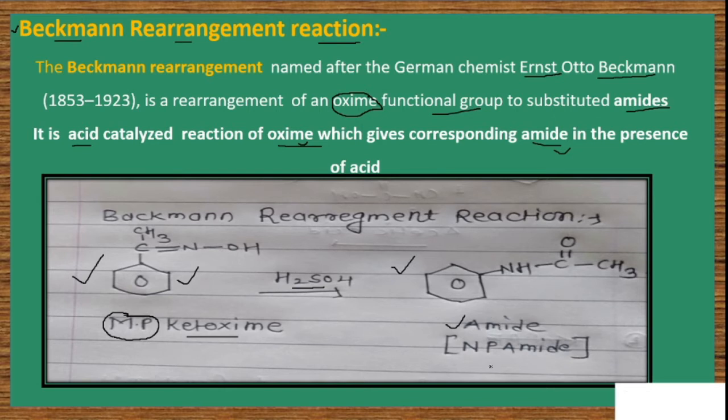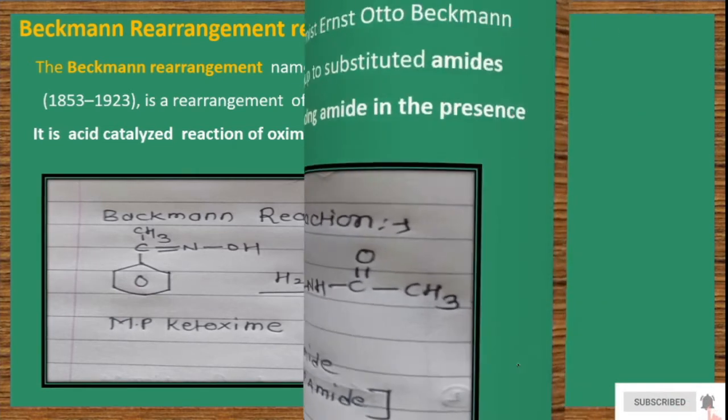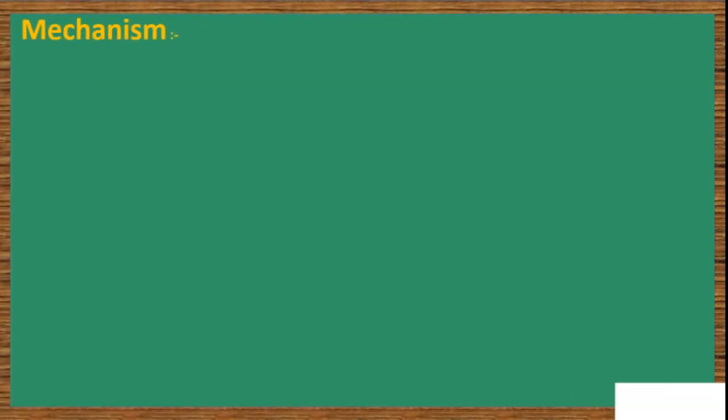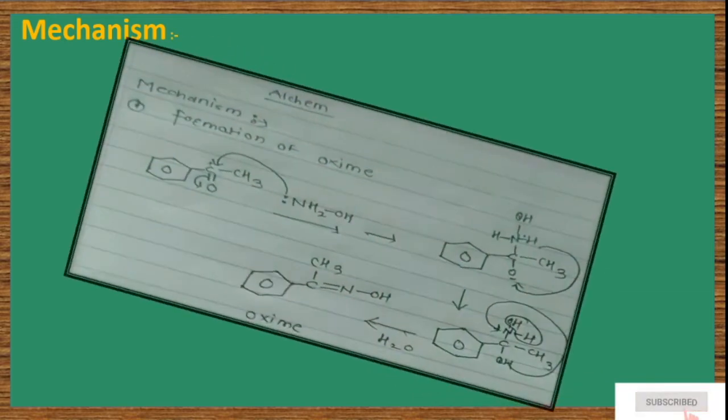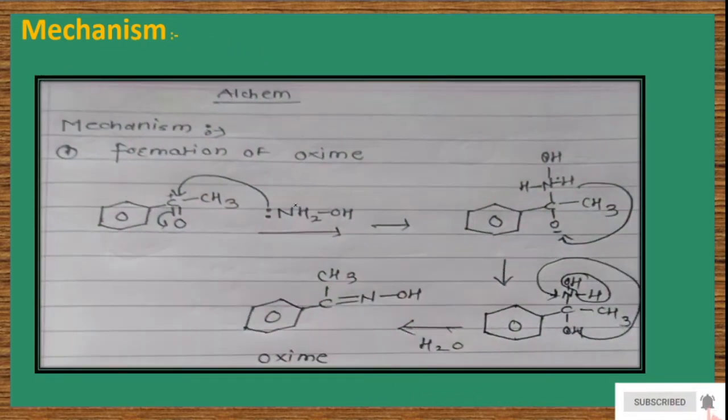So you can see here that one of the oximes, methyl phenyl ketoxime, is converted into the corresponding amide, that is N-phenyl amide. Right now we will study the mechanism of this reaction. As you know, the mechanism of any reaction consists of different types of steps. This reaction also has steps. Out of them, the first step is the formation of oxime.